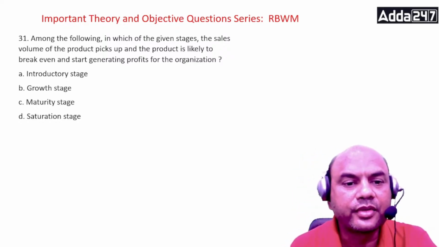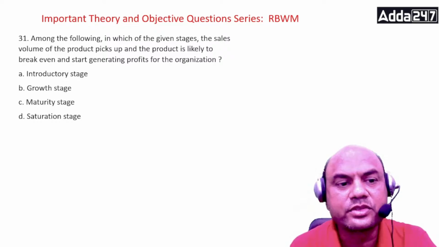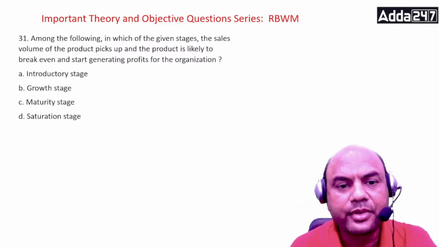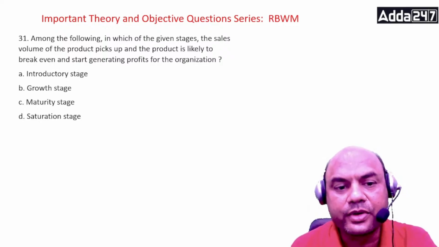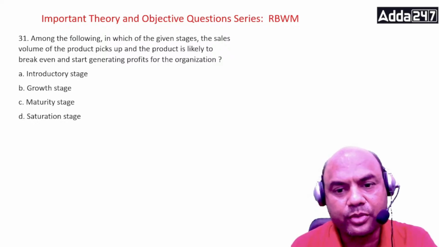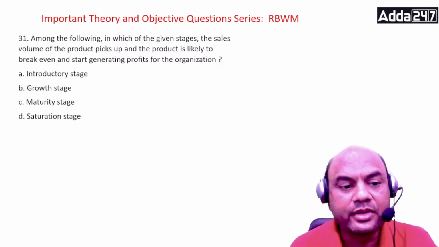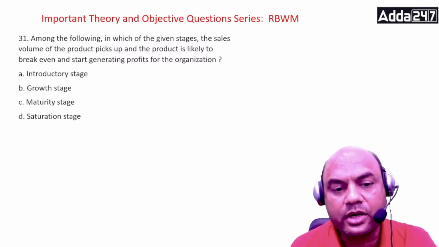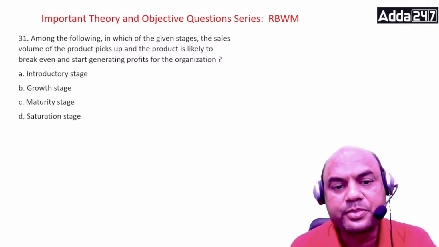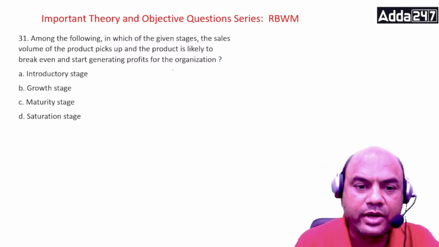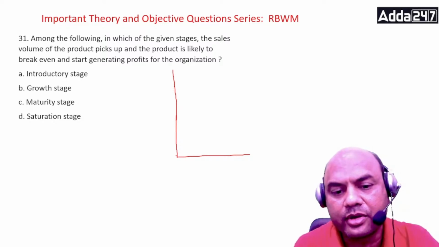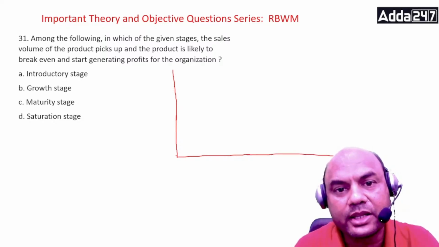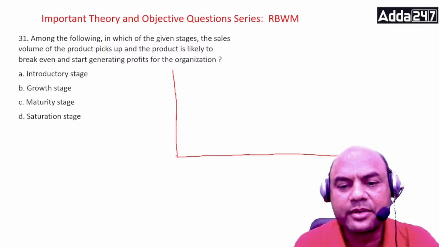Among the following, in which of the given stages the sales volume of the product picks up and the product is likely to break even and start generating profits for the organization. So among the given points, we are talking of the product life cycle, PLC. What is PLC? Look at this. Every product has, like we have our life, right? We have childhood, then young age, then middle age, then old age.